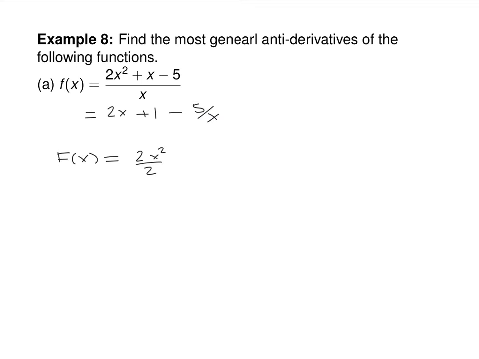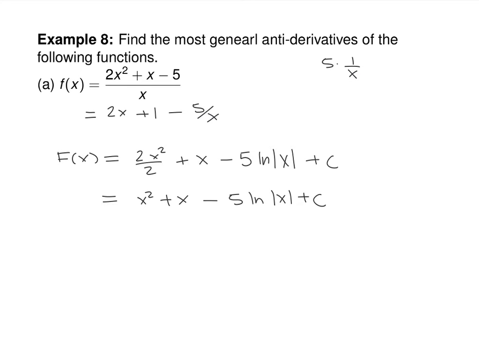What's the antiderivative of 1? x. How about 5 over x? That's really 5 times 1 over x, right? So 5 natural log of x. Officially, you need absolute value bars, but yes. So x squared plus x minus 5 ln absolute value of x plus c.